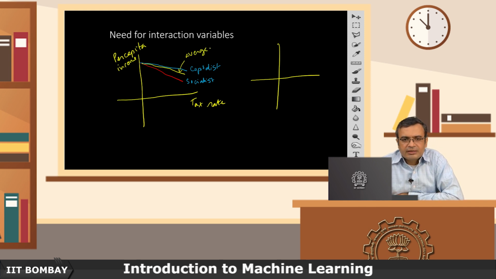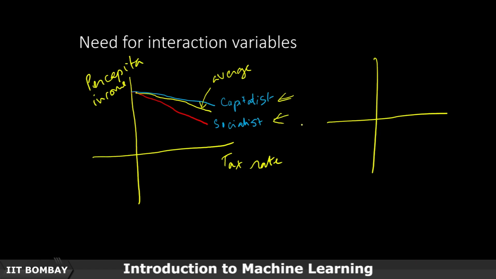The average effect basically is saying that if we do not include this variable, the type of economy, then we will get the average effect. Otherwise, if we include the type of economy, then we will get two different graphs for the two different countries. One of them will be like this, and the other will be exactly parallel to it, but shifted up by a bit. Okay. So this will be the capitalist and this will be the socialist.